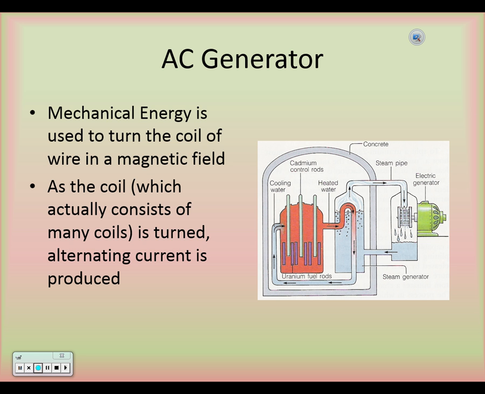So, an AC generator uses mechanical energy, usually the kinetic energy of moving steam, to turn that coil of wire within a magnetic field. And as the coil turns, it produces current. But a different kind of current than a battery produces in a circuit. Okay, and we'll talk about that in just a second. So it produces moving charges, but a different kind of moving charges.